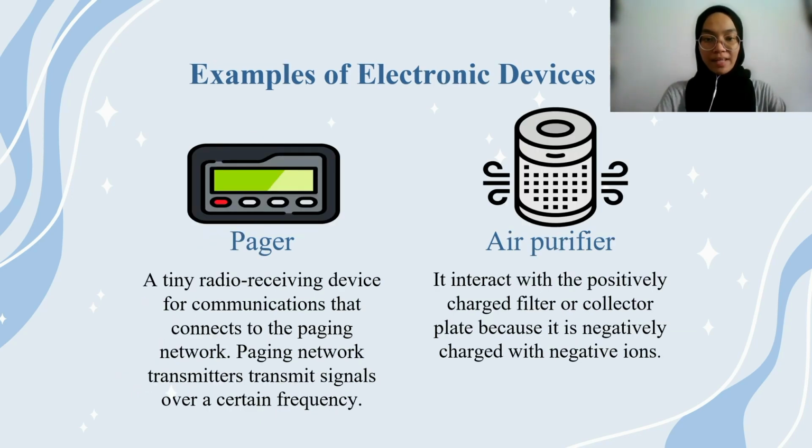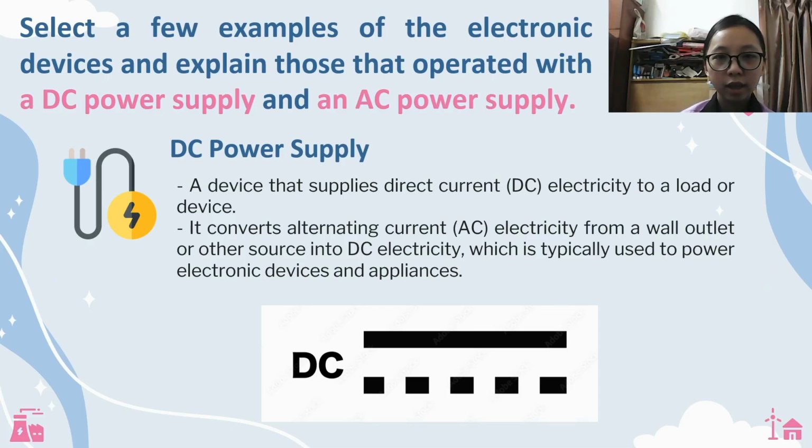Examples of electronic devices. Pager: a tiny radio receiving device for communications that connects to the paging network. Paging network transmitters transmit signals over a certain frequency. For the air purifier, it interacts with the positively charged filter or collected plate because it is negatively charged with negative ions. DC power supply: it is a device that supplies direct current, DC, electricity to a load or device.